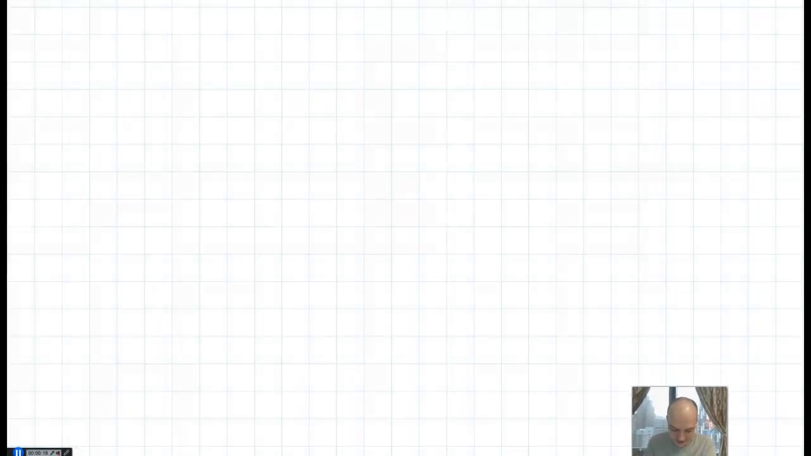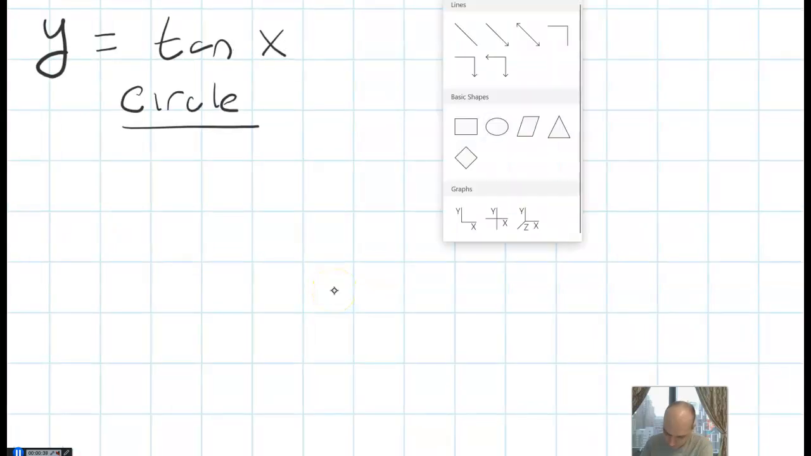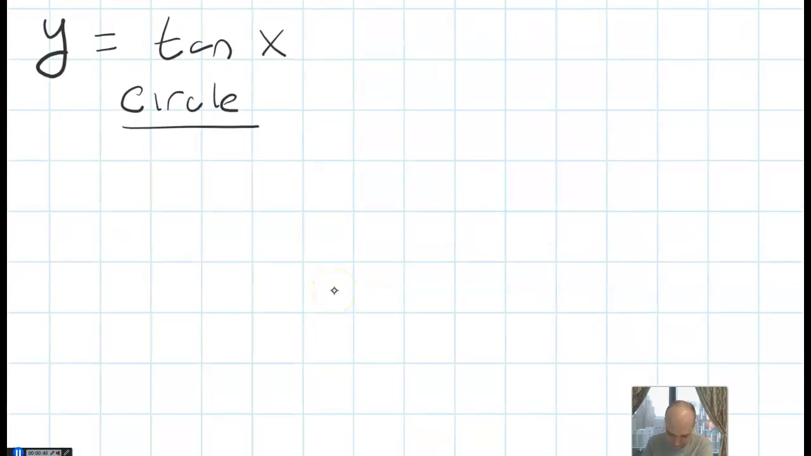So we're going to talk today about tangent graphs, and here we go. So say I wanted to identify what the graph of y equals tangent x might be. The first thing I would do is check out some various values. I would probably think about a circle first. So let's draw a circle.